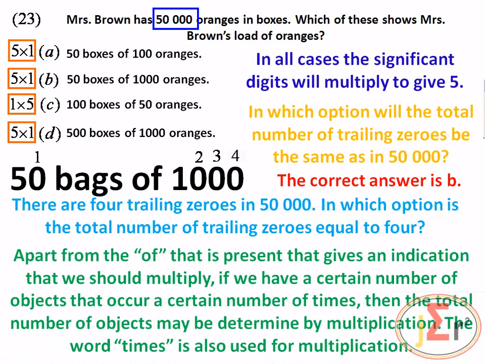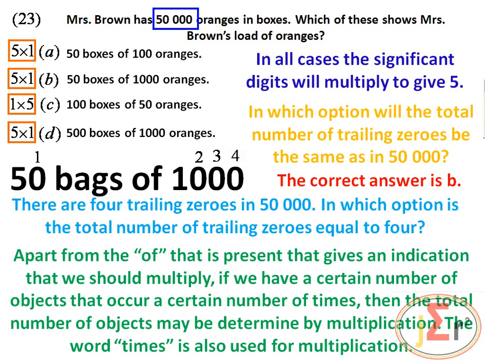Apart from the "of" that is present that gives an indication that we should multiply, if we have a certain number of objects that occur a certain number of times, then the total number of objects may be determined by multiplication. The word "times" is also used for multiplication.